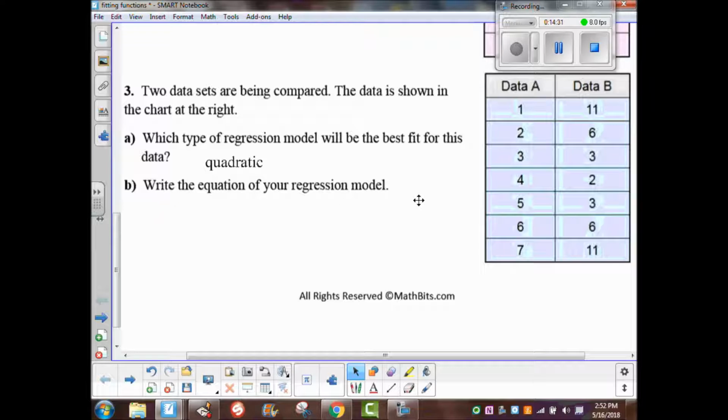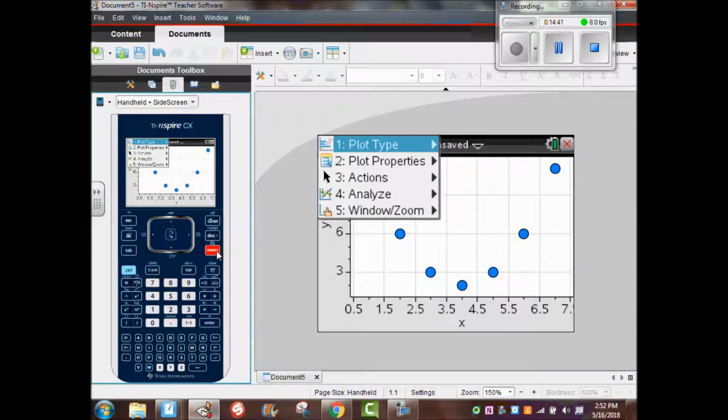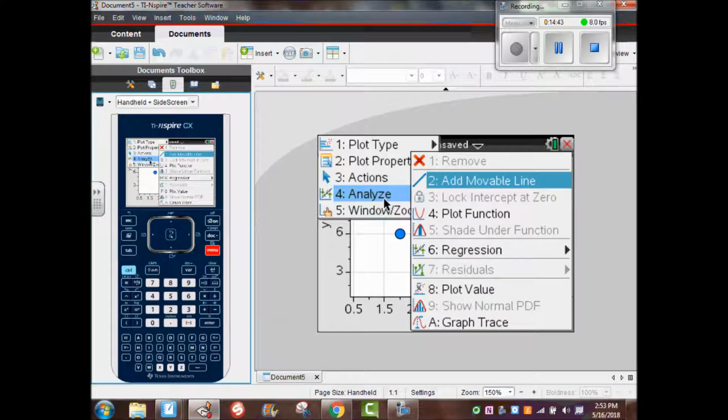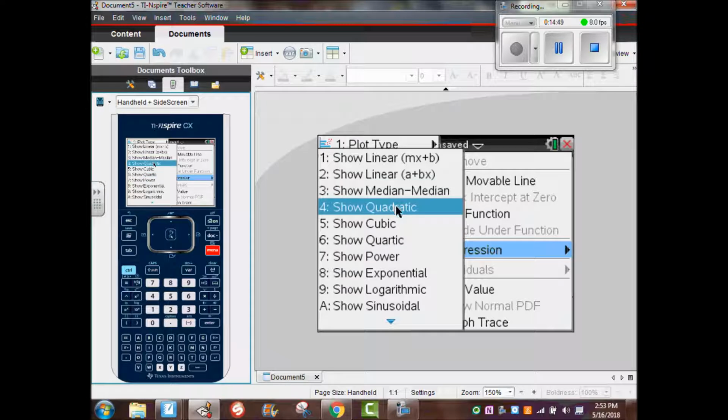Now it says, write the equation of your regression model. Now this has to come from the calculator. The calculator has to generate this for us. So when I go back here, I'm going to go to Menu, Analyze, because I want it to write the equation for us. Regression, and we said it is quadratic, so number 4.